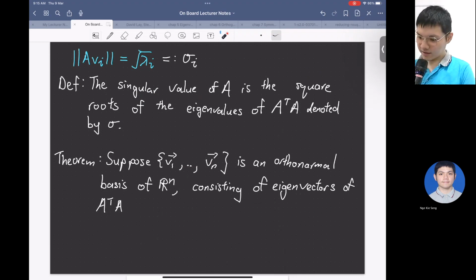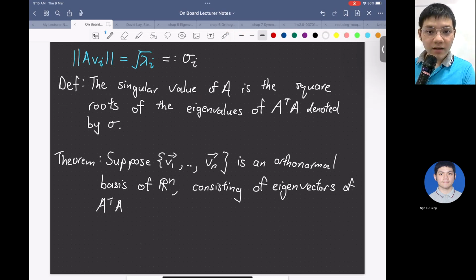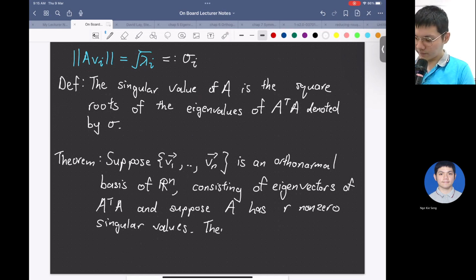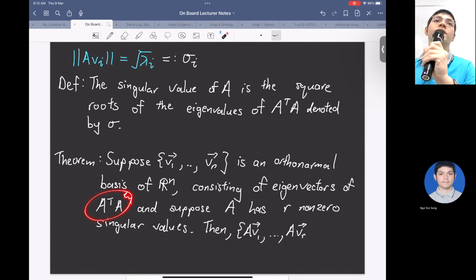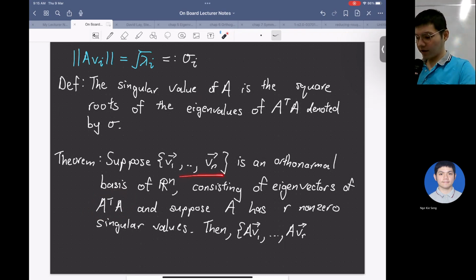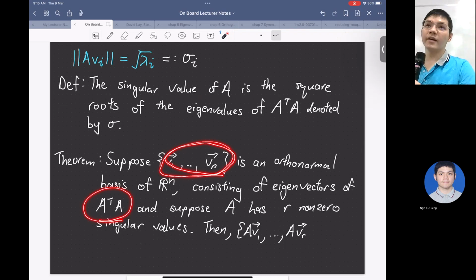Suppose A has r non-zero singular values, then if you take the corresponding eigenvectors v1 to vr, one thing to remark here is this eigenvector is not an eigenvector of A. It's the eigenvector for A transpose A. A might not have eigenvectors because A might not be square. So this vi should be the eigenvector of A transpose A, not A.